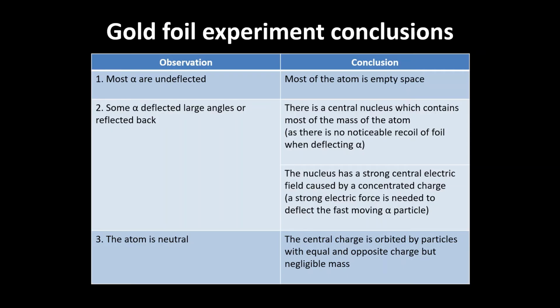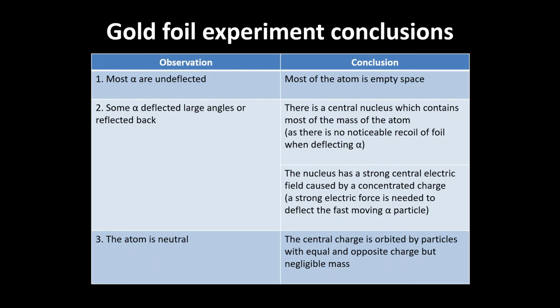So this is, I think, a better summary of the conclusions of the gold foil experiment. Most of the alpha particles are undeflected, which tells us that most of the atom is empty space. We don't argue with that one. The second one, some of the alpha particles are deflected at large angles or are reflected back. So I've combined two observations there. That tells us two things. The central nucleus contains most of the mass of the atom because there's no noticeable recoil of the foil. And secondly, the nucleus must have a strong central electric field caused by a concentrated charge. A strong electric force is needed to deflect the fast-moving alpha particle.